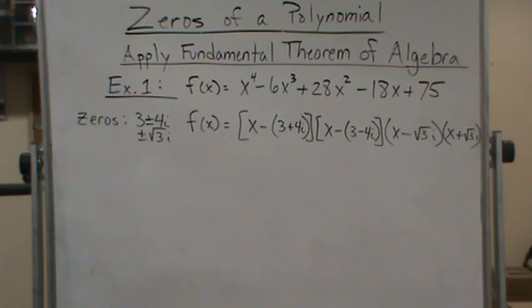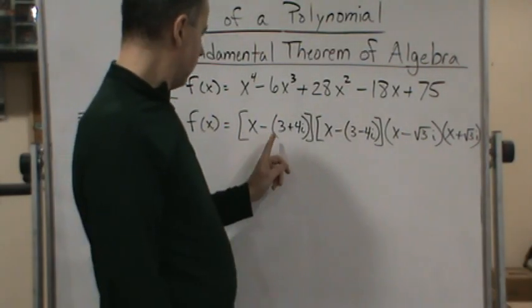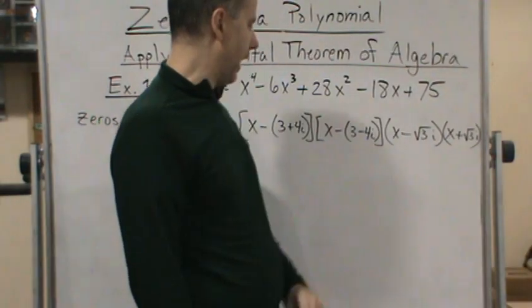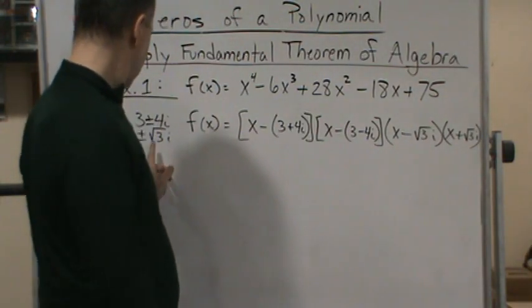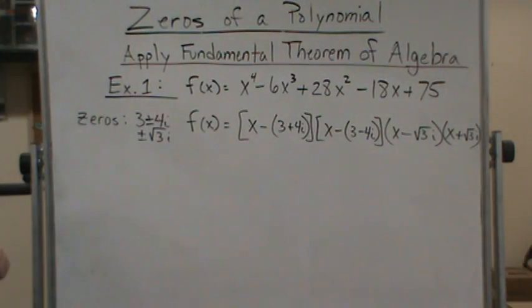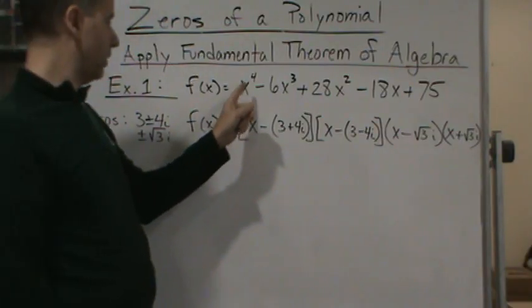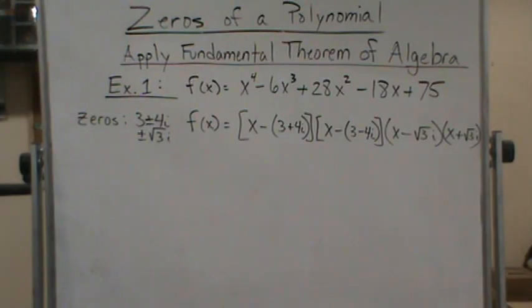Okay, and notice that we've got 1, 2, 3, 4 factors, right? So we've got 4 complex roots, which matches the degree of the polynomial.